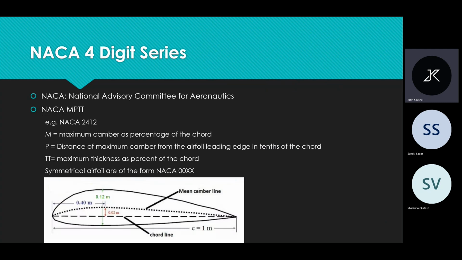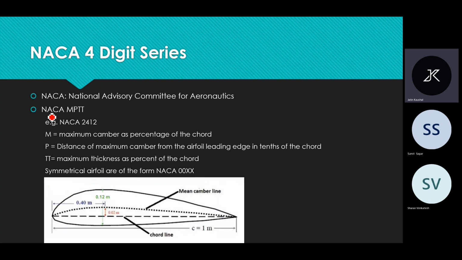This is the NACA 4-digit series, how we define, in industry, the nomenclature of the airfoil. NACA stands for National Advisory Committee for Aeronautics. It is a government body in the USA that defines the naming of the airfoil. There are many ways to define an airfoil: there is the 3-digit series, 4-digit series, 5-digit series, but the 4-digit series is the most prevalent and popular, and also easy.